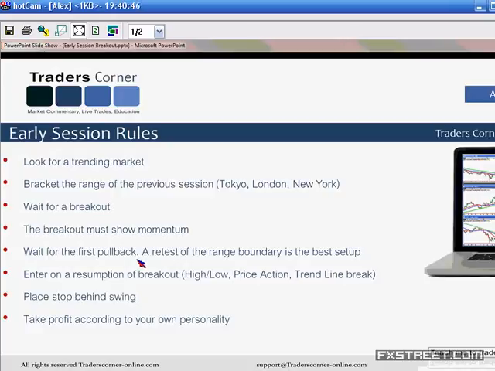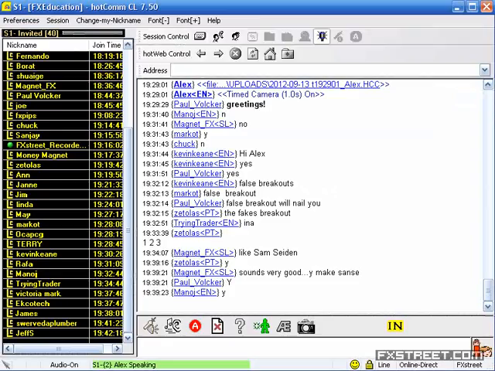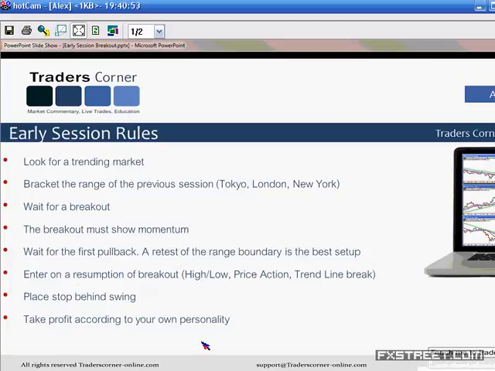Now, I really leave it up to you guys as to what method you will use to get in on the resumption of the trend. But ultimately, we use all of these at one point or another. It just depends on what makes most sense at that particular time. Okay? Do you guys have that? Are there any questions so far on the pullback or entering on the resumption?